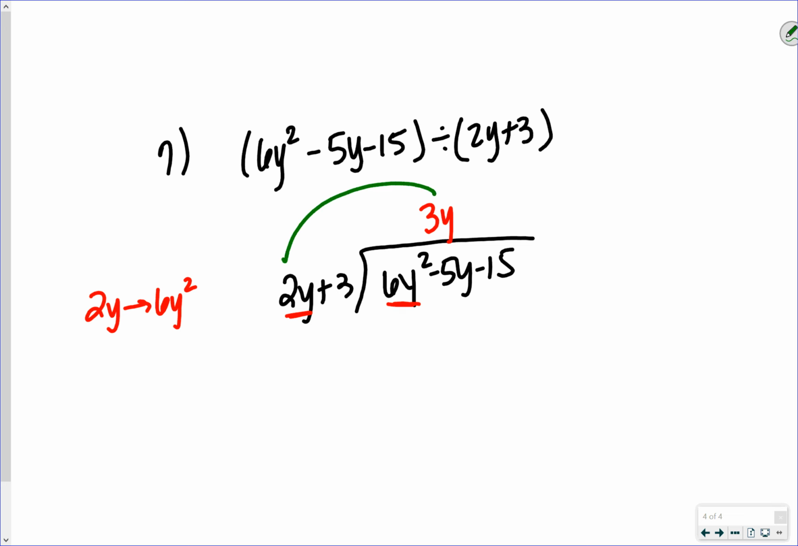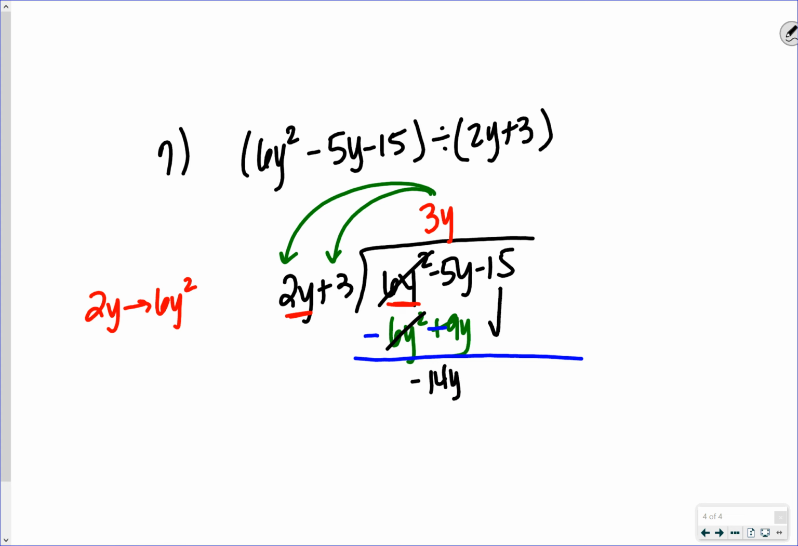And we distribute. 3y times 2y, 6y squared. 3y times 3 plus 9y. Operation straight down, subtraction. So minus 6y squared minus 9y. I end up with 6y squared minus 6y squared is 0. Negative 5y minus 9y is 14y.